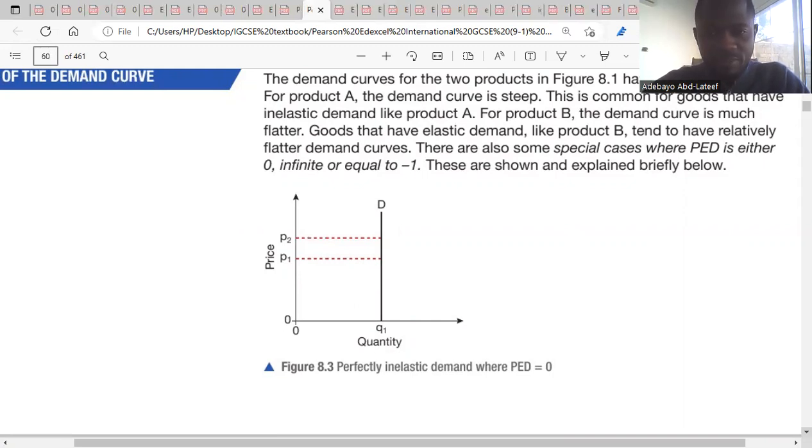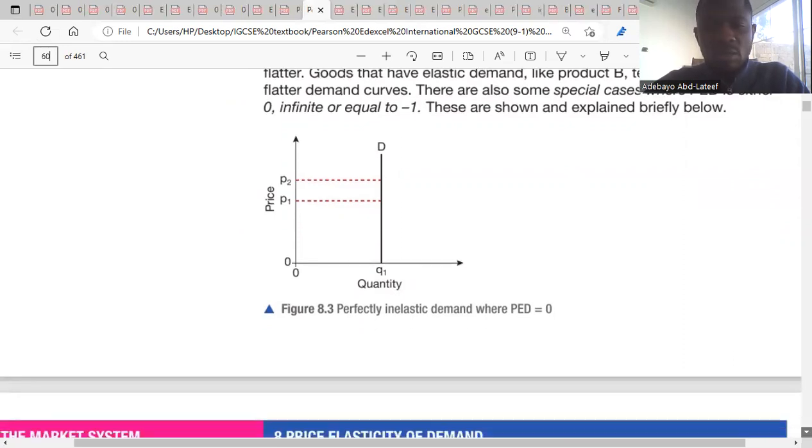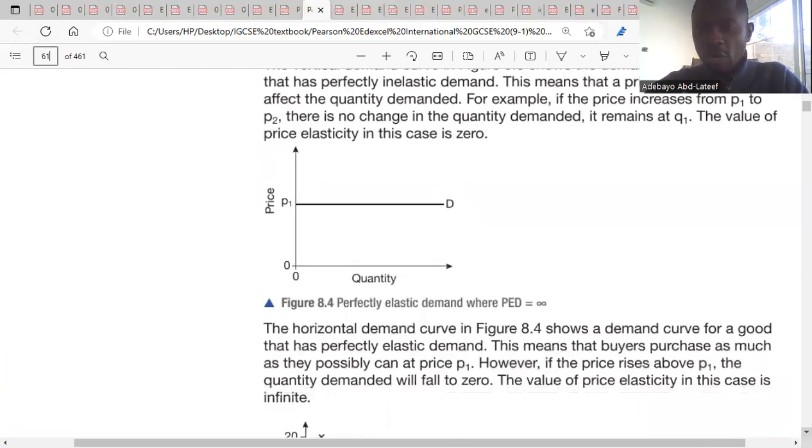Is that clear? So the next one is horizontal. If it is horizontal, as seen here, it means that the demand curve is horizontal, 8.4. It means it is perfectly elastic. It is to infinity. Is it clear?